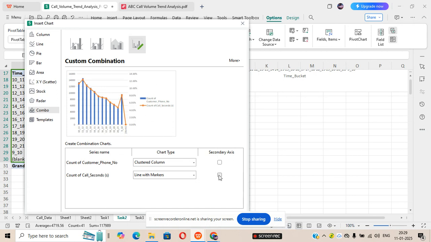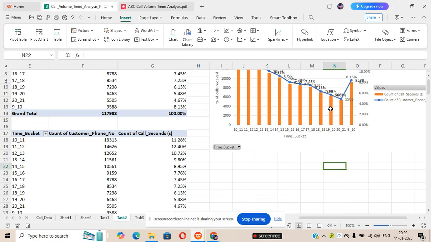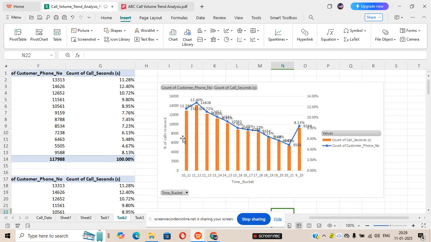This is the chart we have got in above also. This is the percentage of calls received and time bucket. And these are the values. Line with markers as count of customer phone number I have chosen, and count of calls against call and chat.